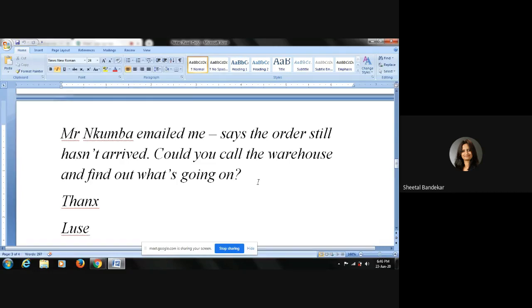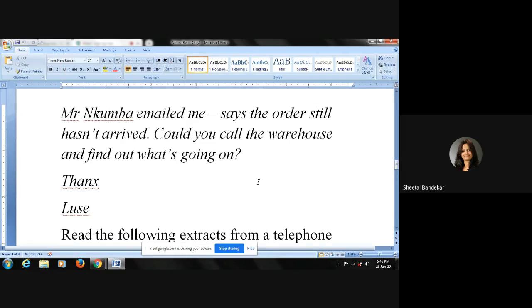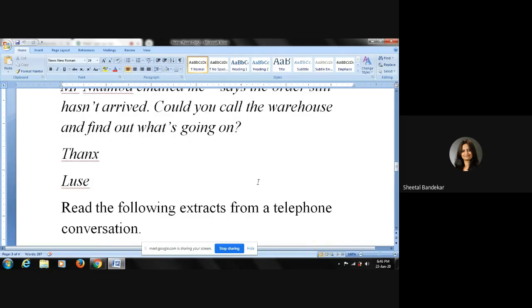I mean, certain phrases can be replaced. Then, look at this example now. This is a small task. Read the following extracts from a telephone conversation.